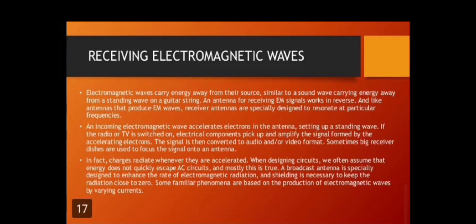If the radio or TV is switched on, electrical components pick up and amplify the signal formed by the accelerating electrons. The signal is then converted to audio and video format. Sometimes big receiver dishes are used to focus the signal onto an antenna. In fact, charges radiate whenever they are accelerated.